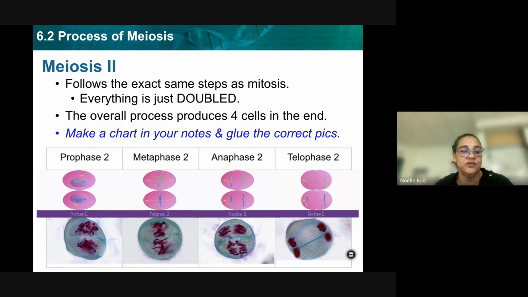So prophase 2, you can see there are 2 little cells in here with their own set of chromosomes that are just starting to thicken. Metaphase 2, you can see the 2 cells, but they're all lined up in the middle. Anaphase 2, they're just starting to separate. Telophase 2, now you can see basically 4 little nuclei in 2 elongated cells that eventually will split into 4 completely new cells.